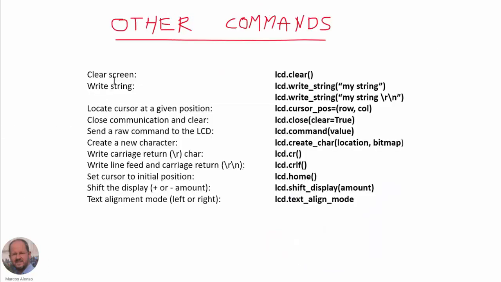Here I am showing other commands that we can use to drive the LCD and that are interesting. For example, to clear the screen, to write strings. We can also use special characters in our string, how to locate the cursor at a given position, also close the communication and clear the LCD, send a raw command directly to the LCD. This one is to create a new character. We will talk about this later. Send a carriage return character, also write a line feed and carriage return directly with these commands here. Set the cursor to the initial position, shift the display a positive or a negative amount in the screen, and also another command for the alignment of the text.